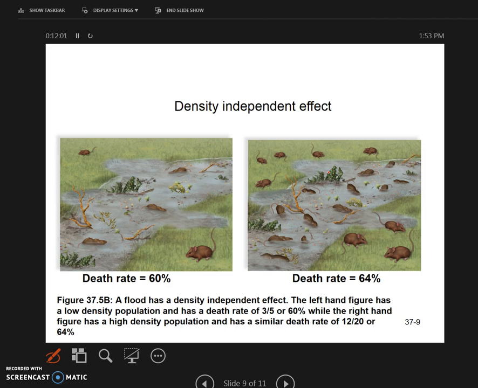So let's see what I'm talking about. Here are the density independent abiotic factors. Here's a flood. So the flood is happening both here where there's less population and in an area where there's more population of mice. But if we look at the death rate, it is approximately the same. 60, 64 is not much different. So here a flood or a drought is density independent, not dependent upon population.